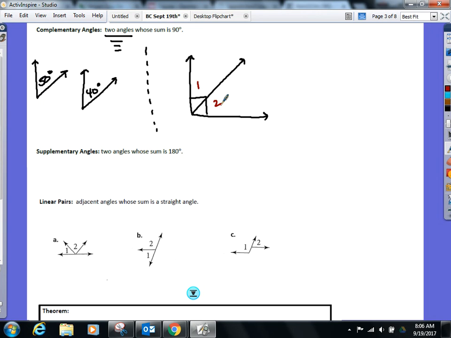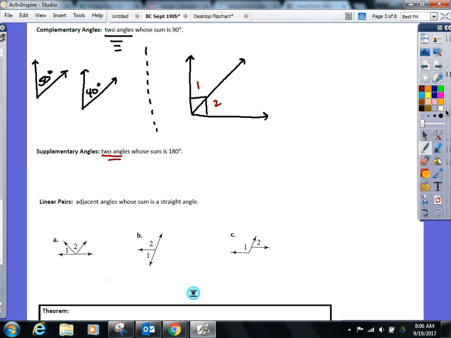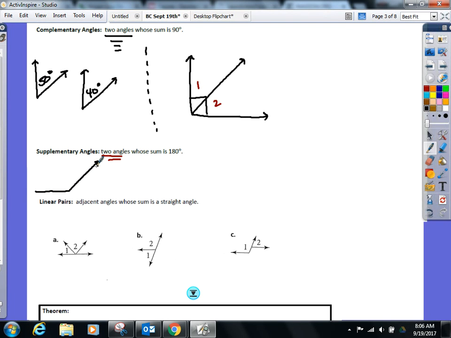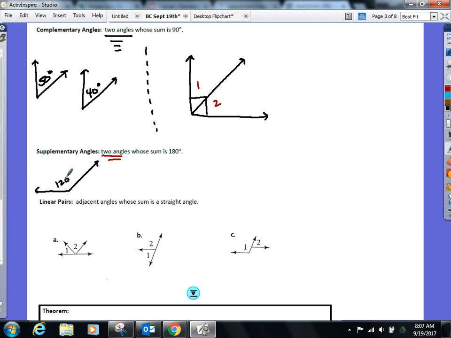Supplementary, 2 angles again that add to 180. Yep, so let me give you 2 diagrams here. Say that's 120 and say that's 60 degrees. Those 2 are supplementary.